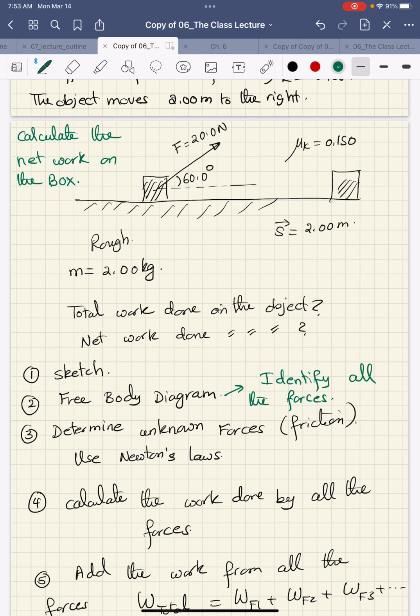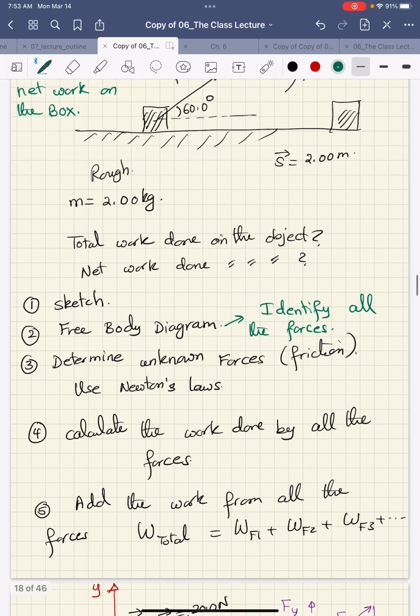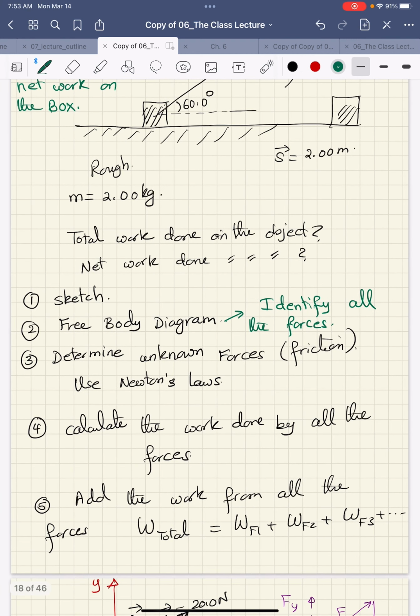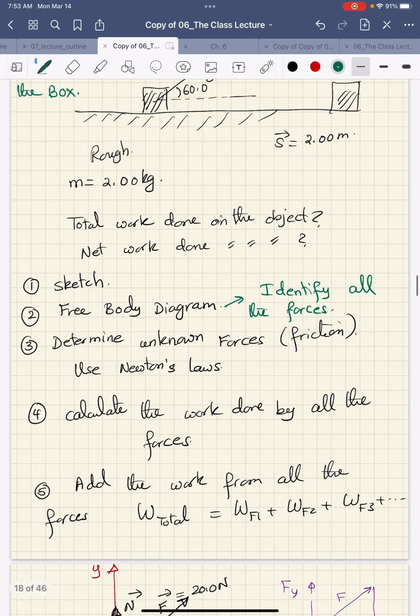Then in this question here, mu k was given, but I don't have the total value of the friction. And then I will calculate all the work. This is my approach that I like to do, which is to calculate the work done by all the forces, and then add the work from all the forces. I'm going to call this W total, and I will add all the works done by each force.